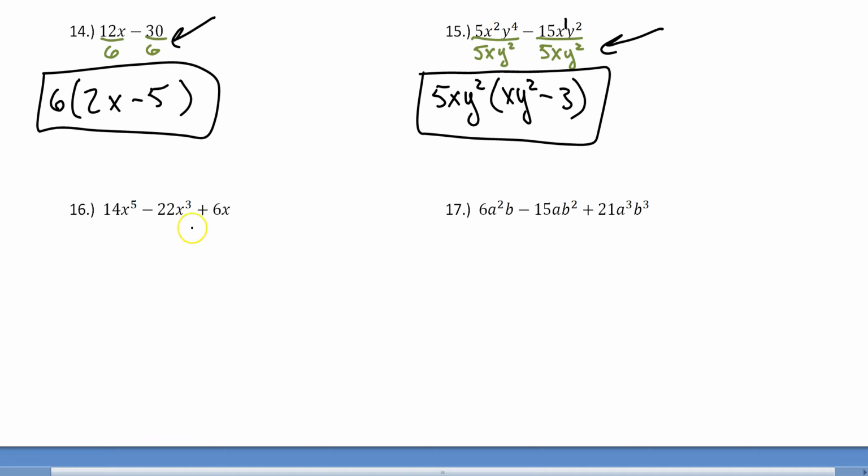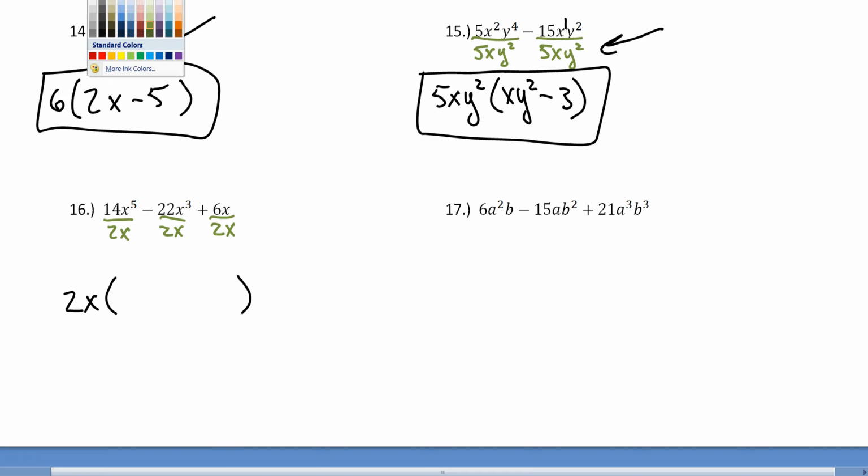Next one, between a 14, a 22, and a 6, I think the only thing I'd take out is a 2. Then when I look at an x to the fifth, an x to the third, and an x, well, if one of them has 5, one of them has 3, and one of them has 1, I have to take the same amount away from each. The most I could take away is x. Okay? And so now I set up my parentheses, and I say, okay, let's divide each of these. So divided by 2x.